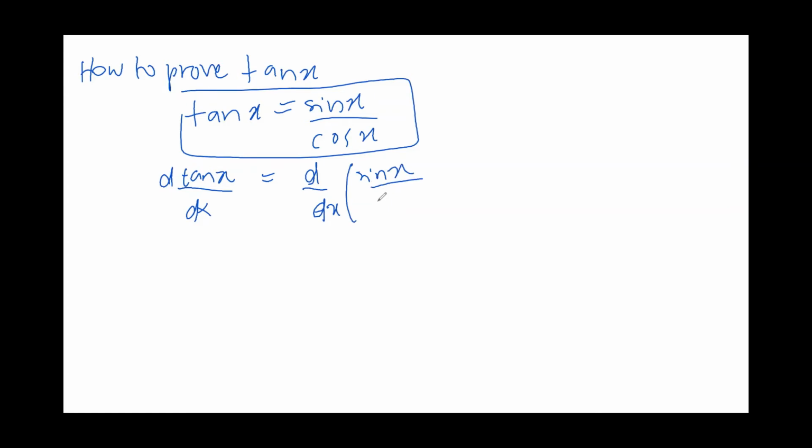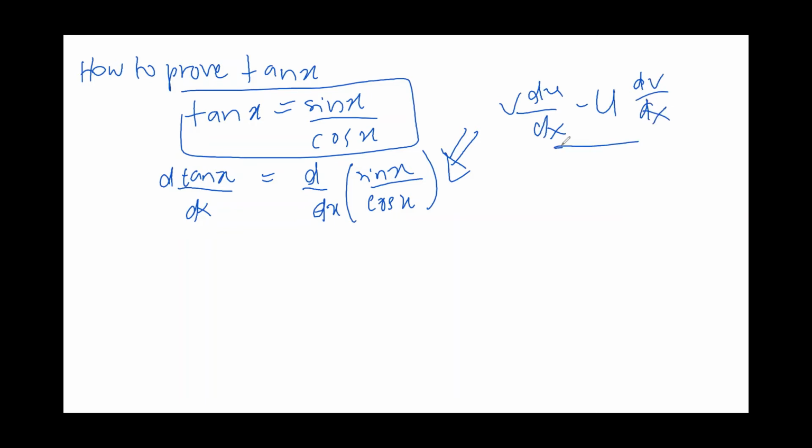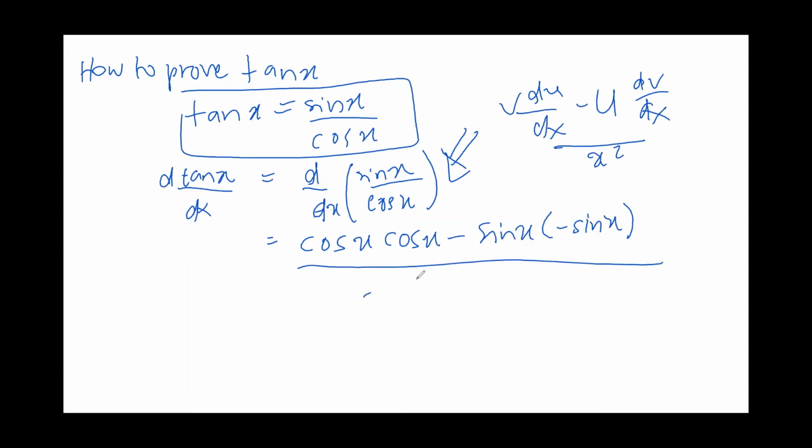Sin x over cos x. Okay, so what are we going to do with this? Okay, ingat we have learned before the rule, product rule and also the quotient rule. So this one obviously you need to do the quotient rule, which is v du over dx minus u dv over dx over v squared. Kan? If you still remember lah, you have to remember cos x times cos x minus sin x times negative sin x over cos squared x.